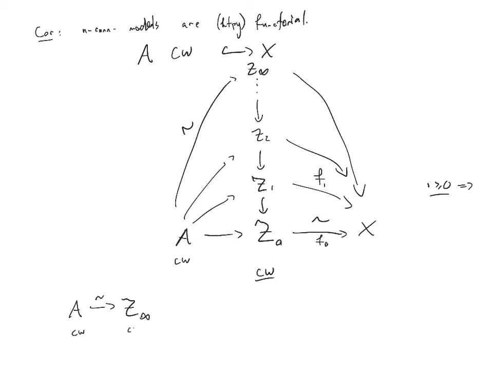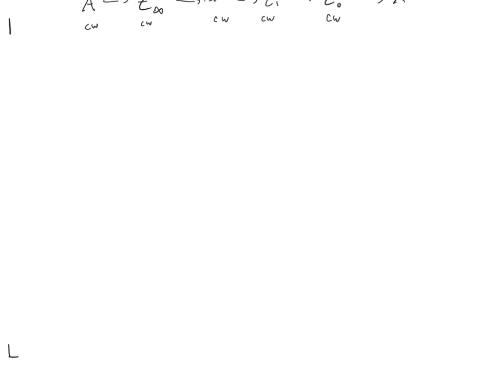Of course, this was CW and this is CW. And then we have all of these new maps to Z0, which is a CW model for X. And all of these intervening guys are in fact CW. And those intervening factorizations of the inclusion from A into X into CW replacements is functorial up to homotopy.